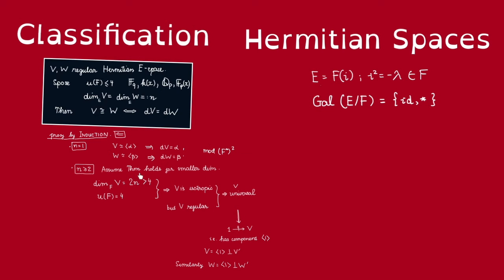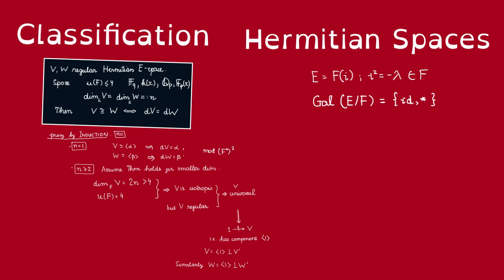Now we're moving on to the case when n is greater than or equal to 2. Let's assume the theorem has been checked for smaller dimension. Now the dimension of V as a vector space over F is 2n, so that's going to be greater than 4. But as we said, the u invariant of F is 4, so if the dimension of V over F is greater than 4, then V must be isotropic, because 4 is the maximum dimension that an anisotropic space can have over F. Now V is isotropic, but V is also regular by hypothesis, so V must contain a hyperbolic space, and in particular a hyperbolic plane.